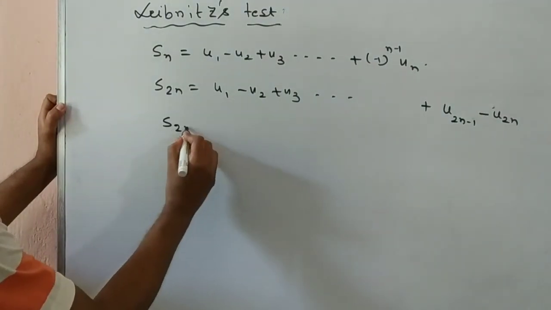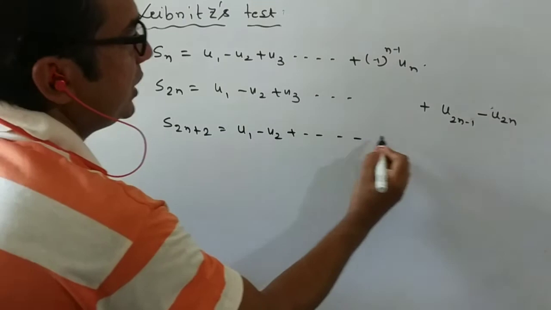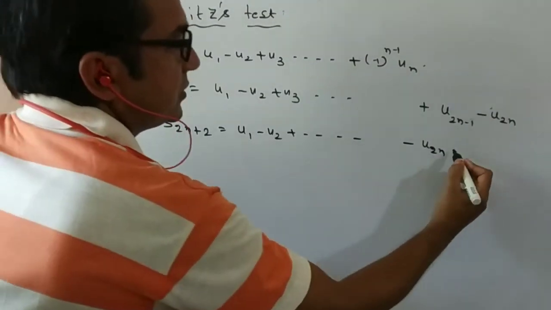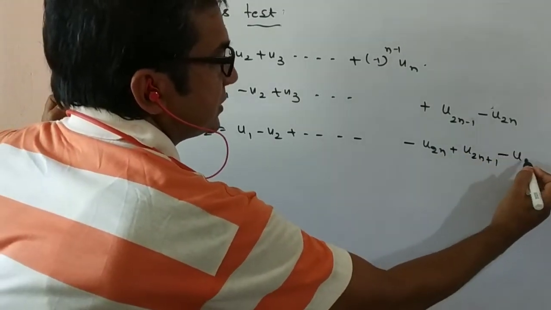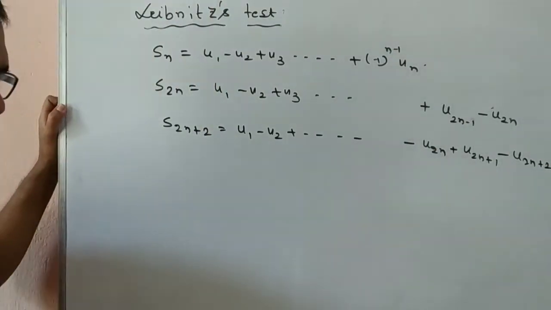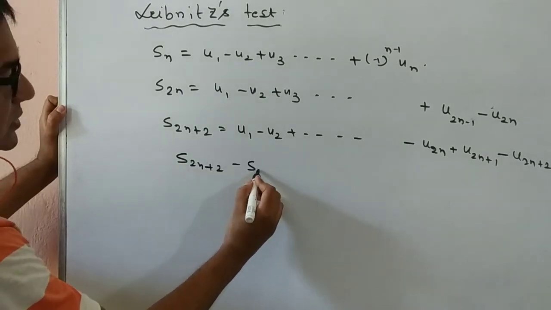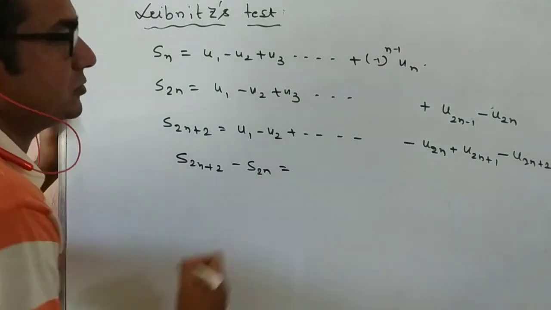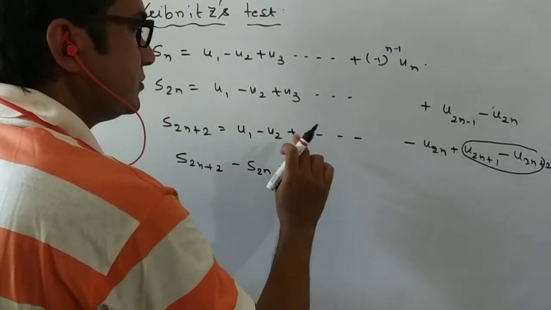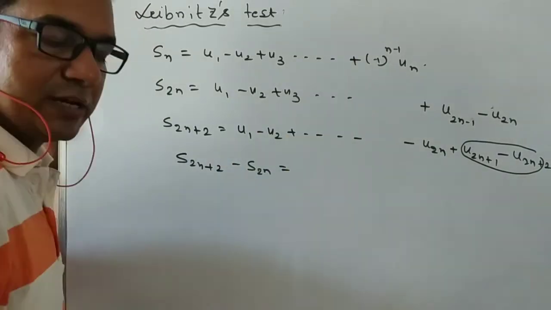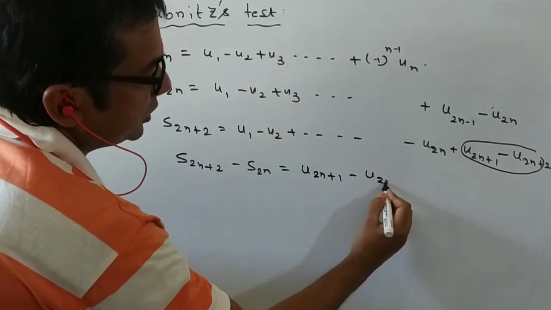Now S2n+2 equals, here all the terms as usual, and then after that u2n+1 minus u2n+2. Here S2n+2 minus S2n equals, here remain these two terms, and all the other terms of this sequence must be cancelled. So here we get u2n+1 minus u2n+2.